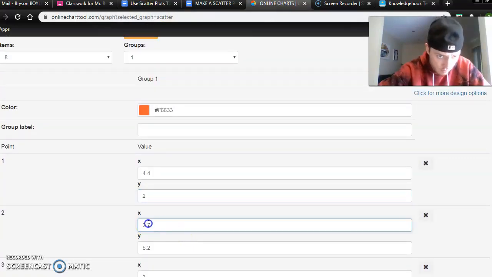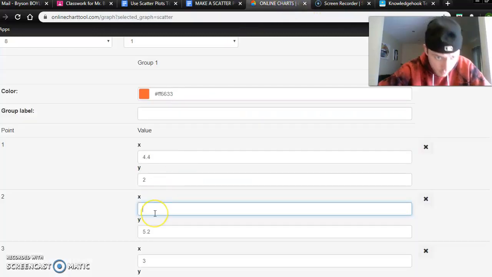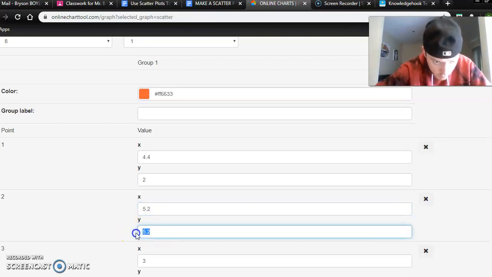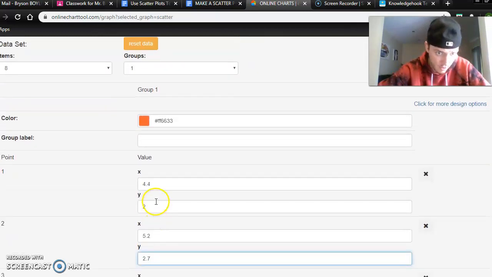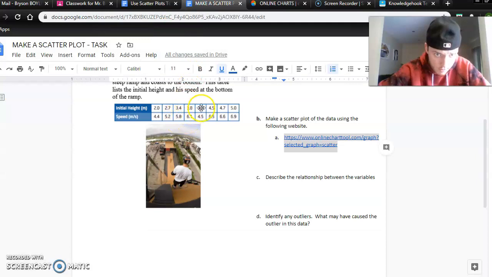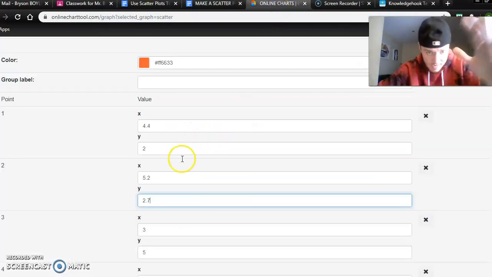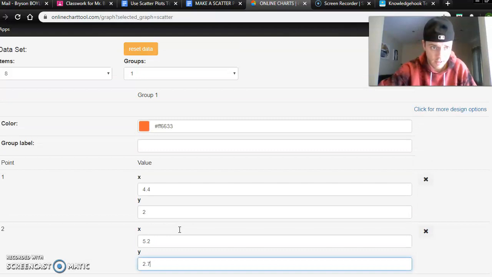Do the next one. 5.2 and 2.7, right? 5.2, 2.7. So I'll go 5.2, 2.7. And just do that all the way down the chart for the other 1, 2, 3, 4, 5, 6 data pairs. All right? Fill in all 8 data pairs into this little table here.